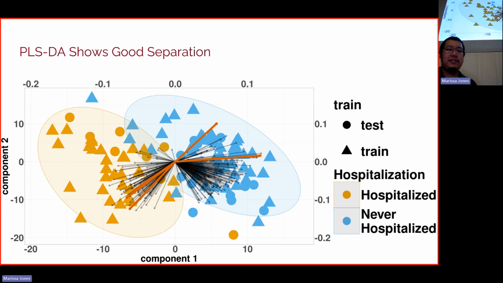So this plot shows one example of the 5 plots from the PLSDA, with the hospitalized patients and the never hospitalized patients colored differently, orange and blue. And we see from this plot that they show very good separation between them.